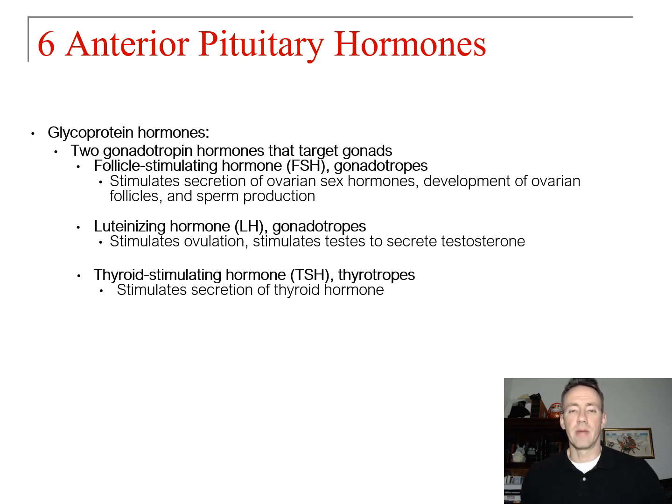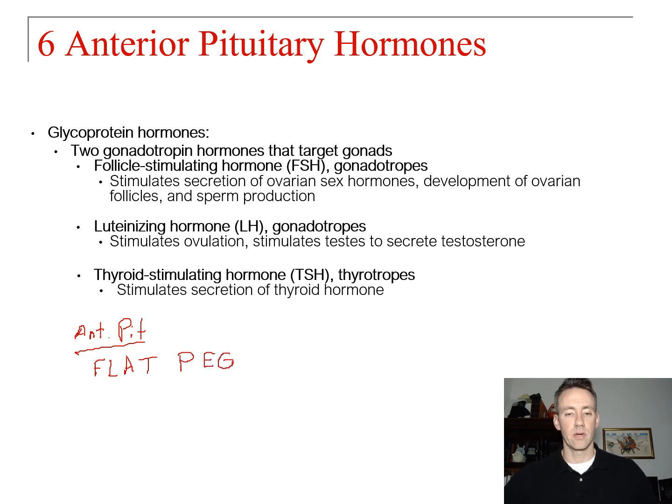So for the anterior pituitary, we have 6 basic hormones that I'm going to talk about now. The way I remember these hormones is by this mnemonic here, FLAT PEG. The F stands for FSH, which is follicle stimulating hormone, and the L is LH for luteinizing hormone.